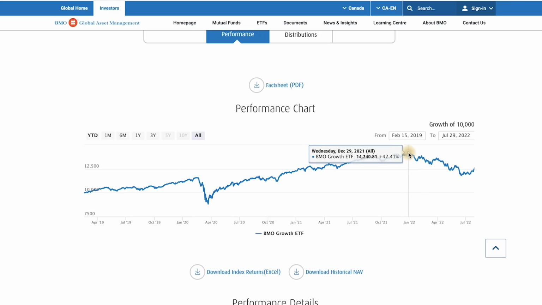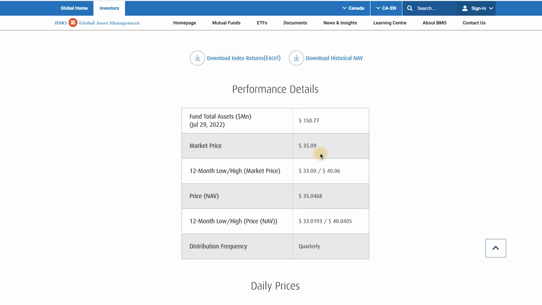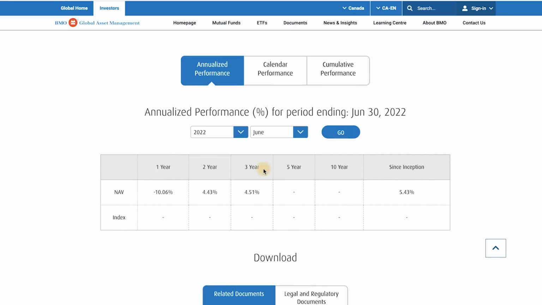So at its peak, if you had $10,000 invested, then it could have grown to $14,240.81, which is 42.41% in total growth. Now, as you can see here, its market price, so to buy one share, you need $35.09. And there's a little bit more information about its performance.